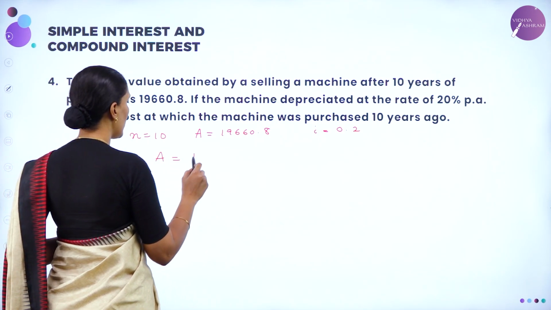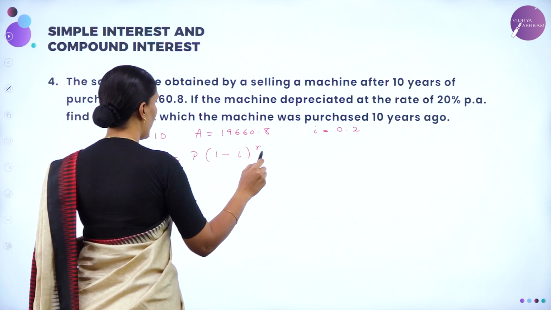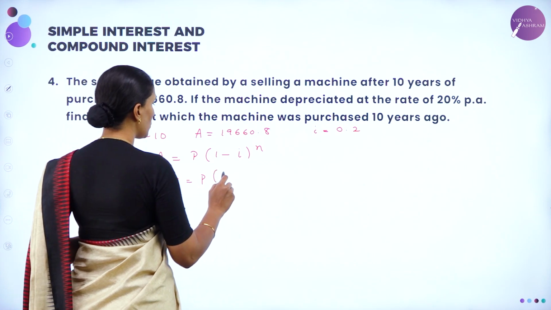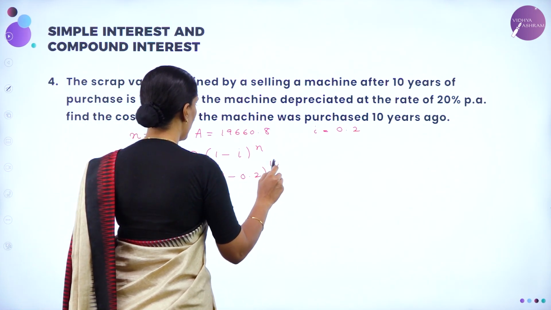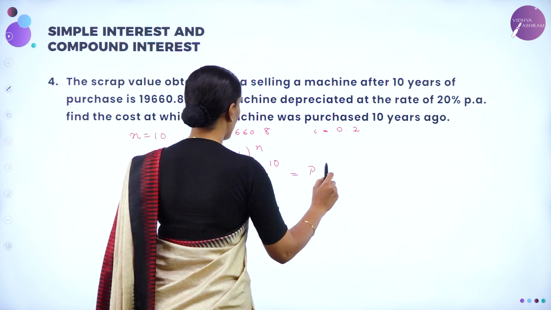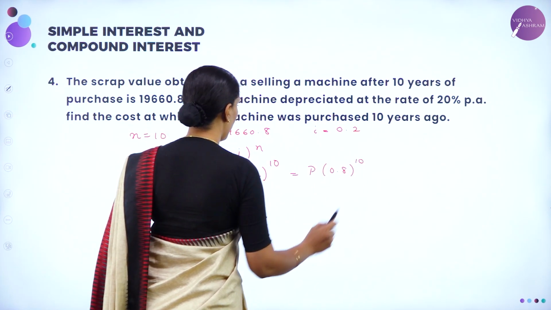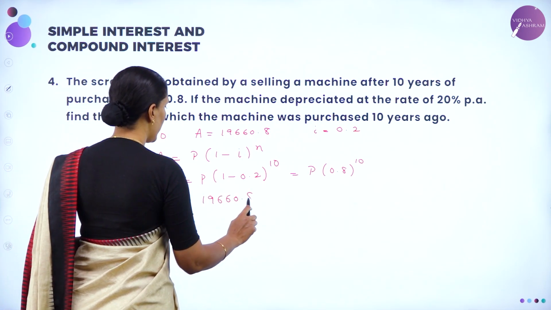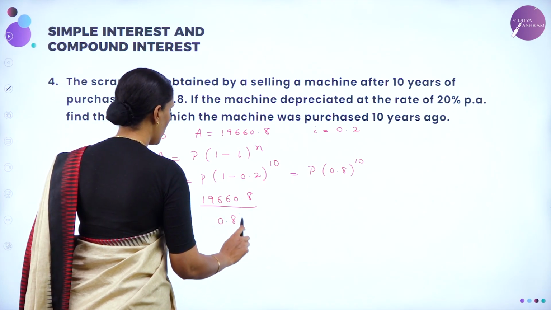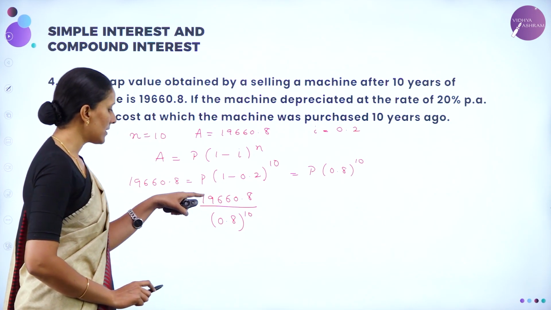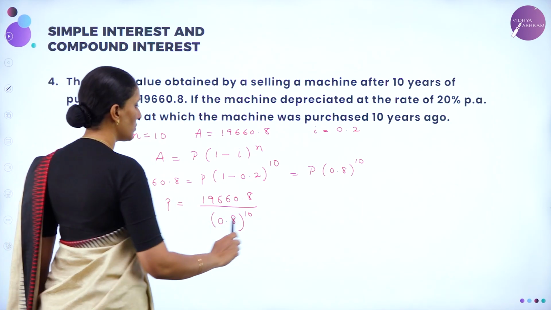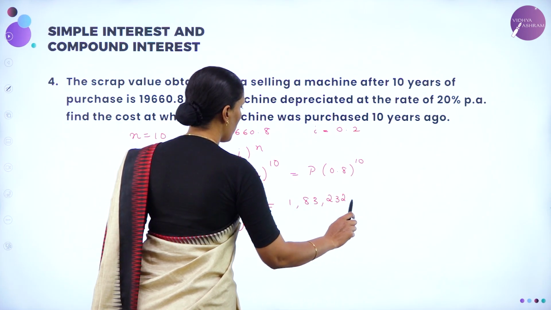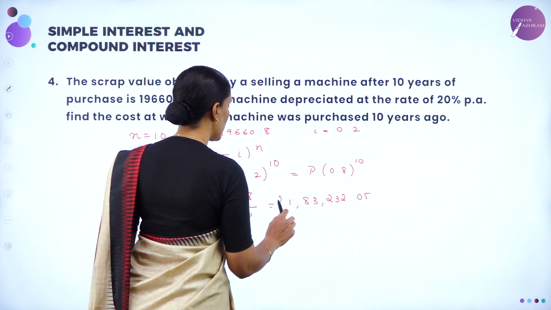We'll use the formula A = P(1 − i)^n. So, 19,660.8 = P(1 − 0.2)^10. So, this can be written as P × 0.8^10. Now, P = 19,660.8 divided by 0.8^10. So, dividing this term by 0.8 ten times, we will get the value of 1,83,232.05. So, this is in terms of rupees.